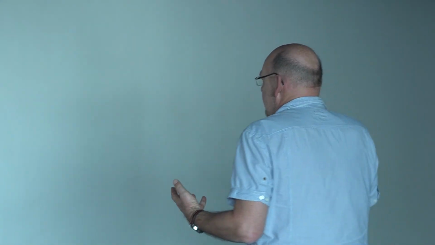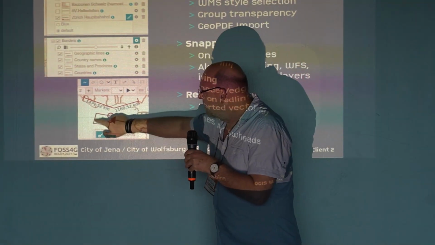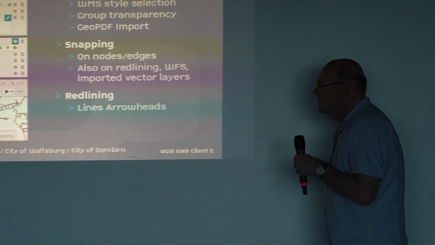Snapping is a big thing. You can snap on nodes and edges. Also in redlining, WFS import vector layers, and of course editable vector layers. So when you create, for example, a redlining box, you want to show something, then you can also snap to this box, and this box is also persistent when you store this configuration as permalink. And redlining is new with arrowheads. It's a little new thing.